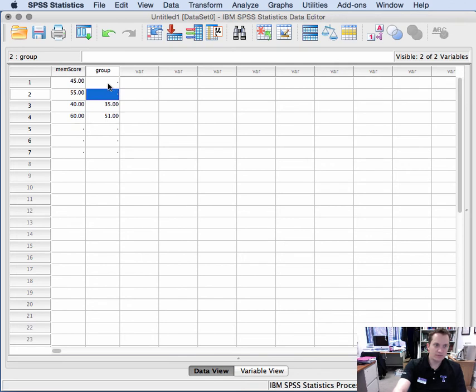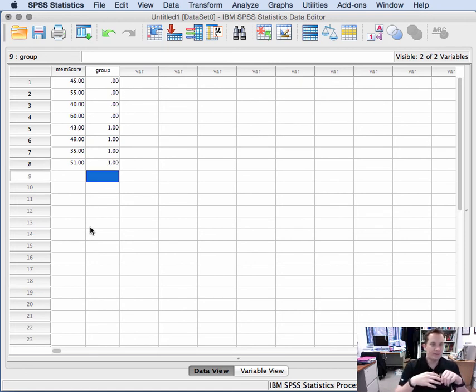So I want raw scores there. The scores in the control group were 45, 55, 40, and 60. The scores in the experimental group were 43, 49, 35, and 51. Now I have to go over here in the grouping variable. The control group I label as zeros, and the experimental group I label with ones. This is a prototypical sort of independent groups labeling in SPSS. We'll do the same thing next week when we do analysis of variance.